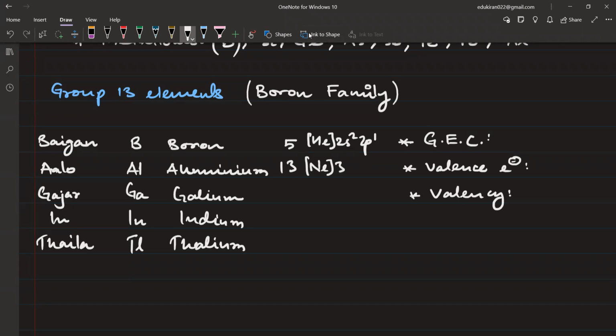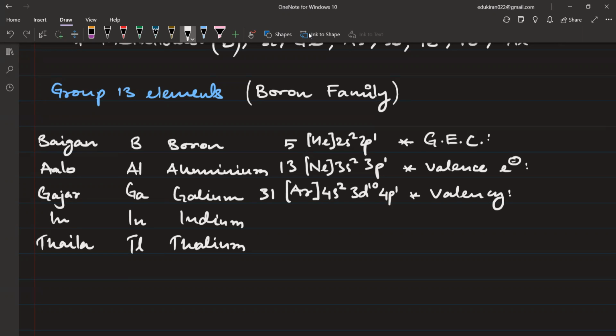13, you will have neon 3s2 3p1. For gallium you will have 31, which is going to be argon 4s2 3d10 and 4p1. Okay, so you can see that ns2 np1 is common.